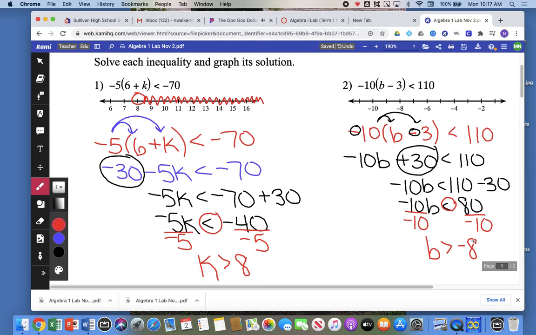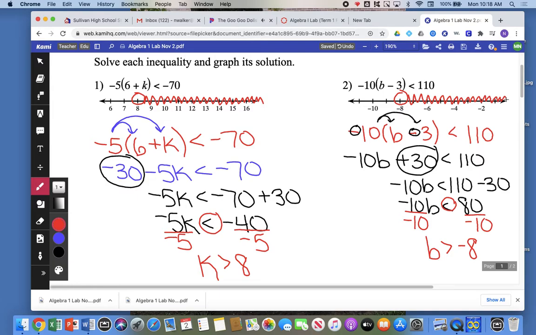All right, now you guys tell me, how should I graph this solution? Open or closed at negative 8? All right, and we're talking about greater than. So which way are we going, left or right? To the right. And remember, if it points to the right, it shades to the right.